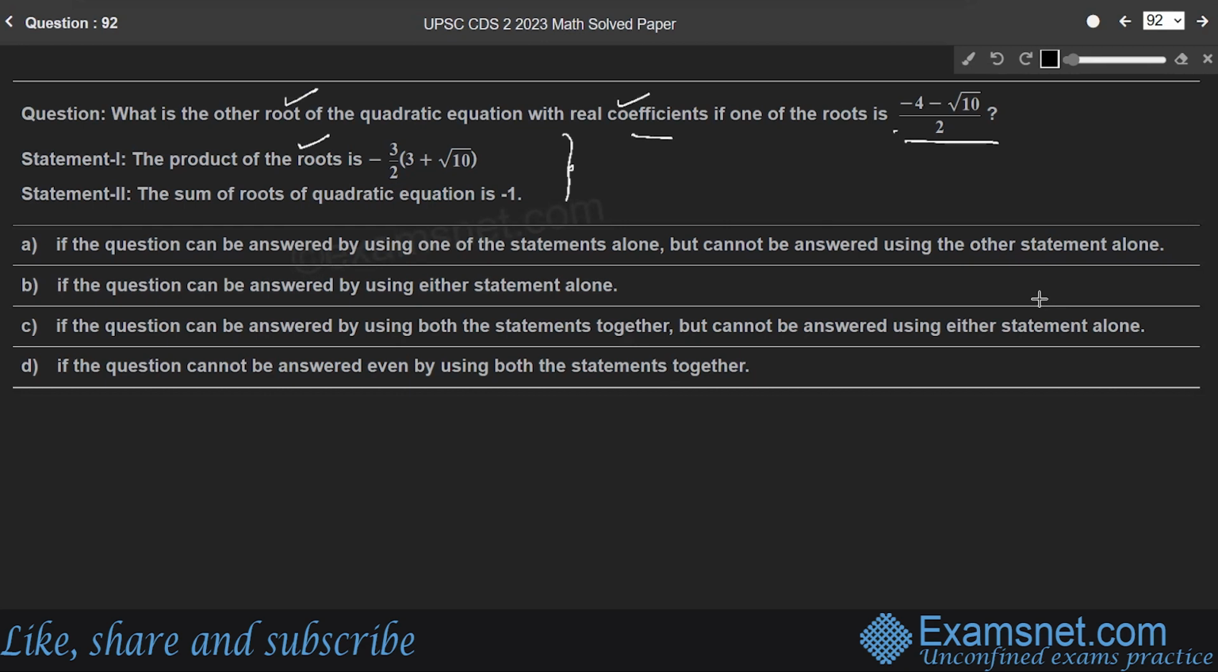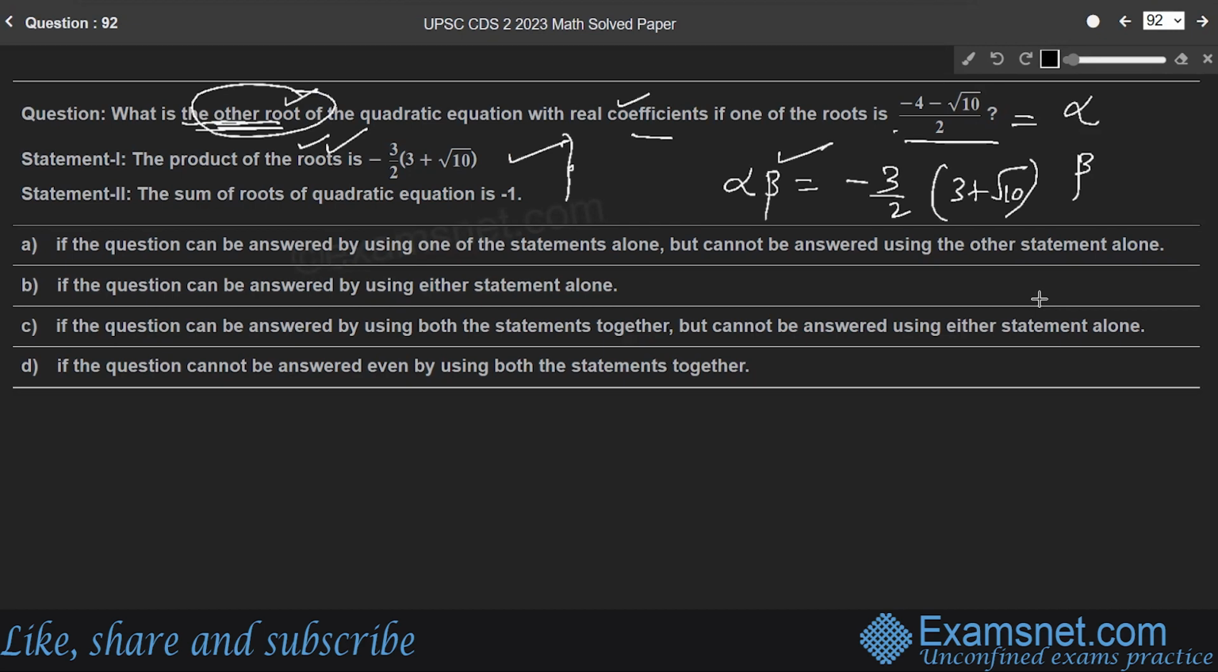Yes, if you consider one of the roots as alpha, and the other root as beta, alpha into beta, the product of the roots, is given. Minus 3 by 2 into (3 plus root 10) is the product of the roots. Alpha is given, so we can easily find the root. Therefore, the first statement is sufficient to find the other root. So here the goal is to find the other root of the quadratic equation. Yes, alpha into beta value is given and alpha is given, so we can find beta.